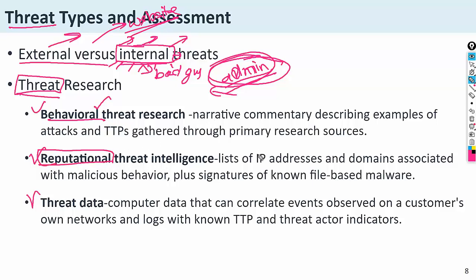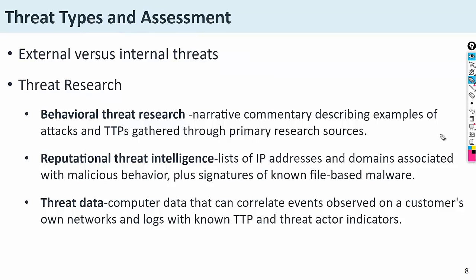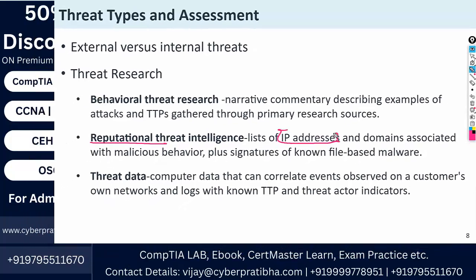Reputational means a list of IP addresses, their domain names, their behaviors and their signatures. Signatures are available for file-based malware. Malware means virus, trojan, worms, all known as malware: short code which is going to do malicious activity. So how do you identify a reputational threat? By using an IP address blacklist.